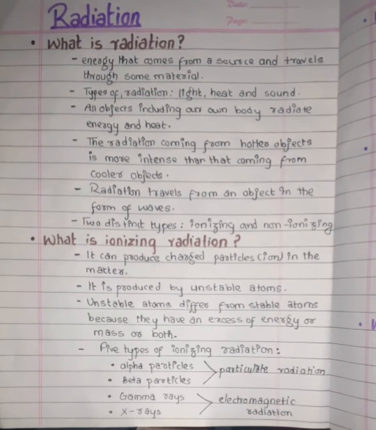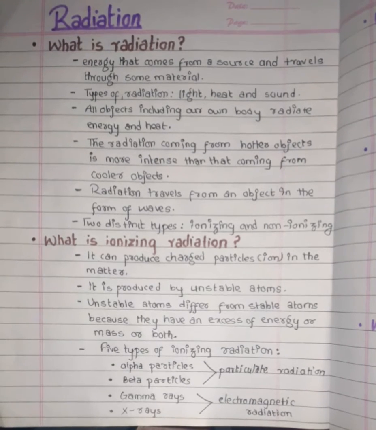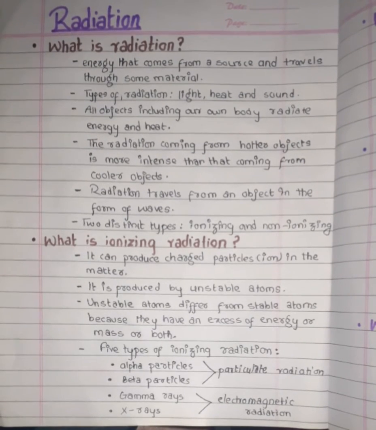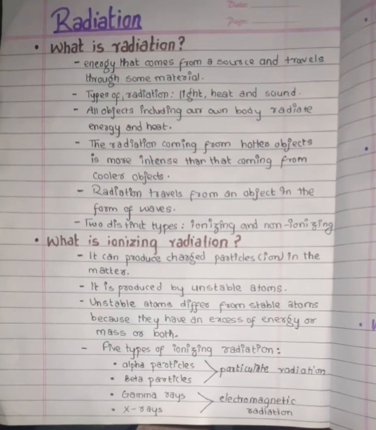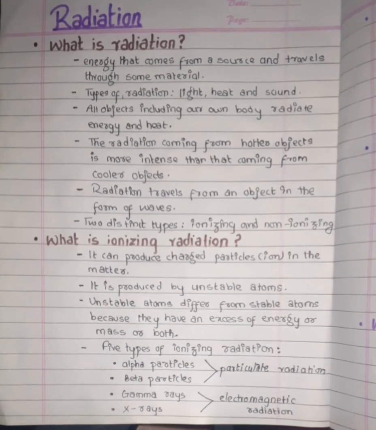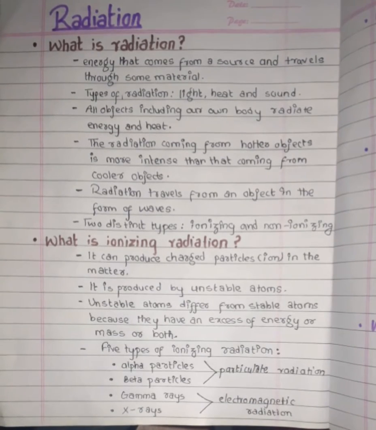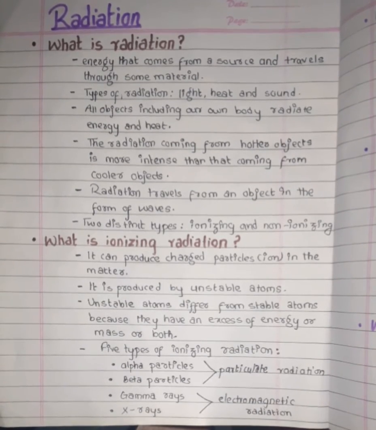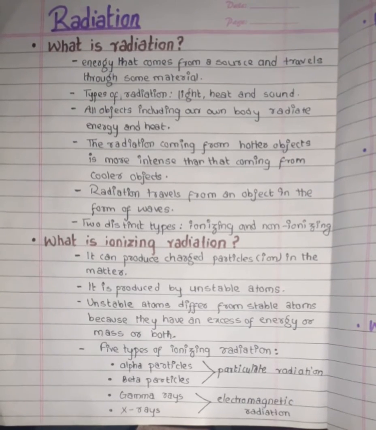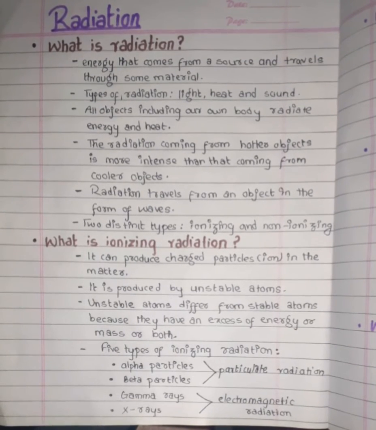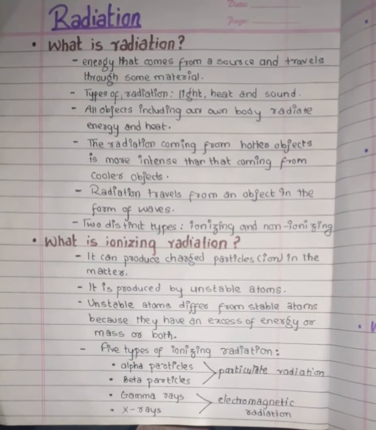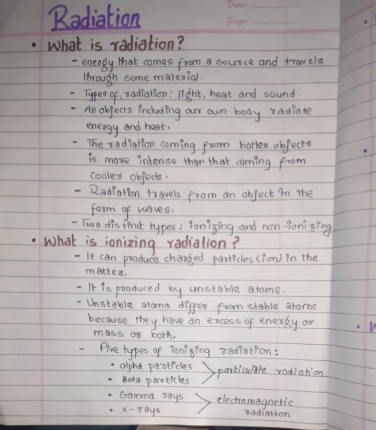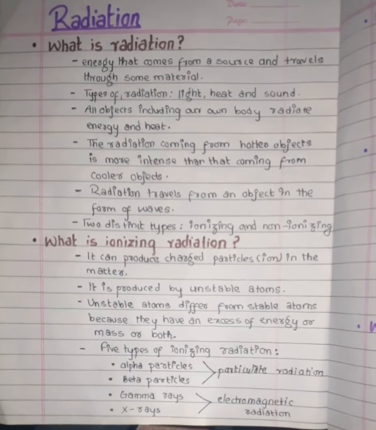Okay, so radiation coming from a hotter object is more intense than coming from a cooler object. We know that the radiation coming from a hotter object is more intense than the radiation coming from a cooler object. Radiation travels from an object in the form of waves. The hotter an object, the shorter the wavelength at which it will emit most of its radiation.